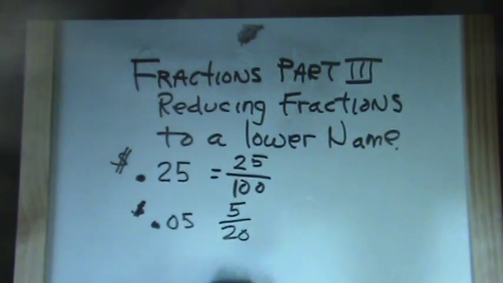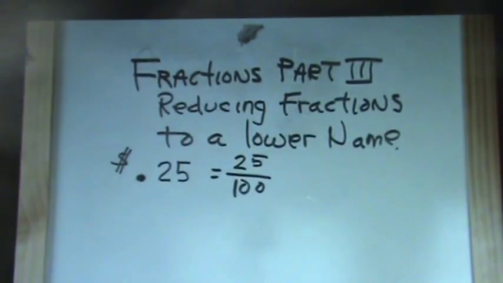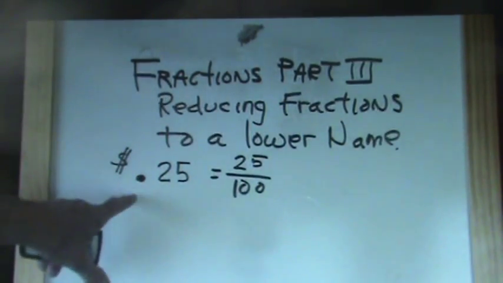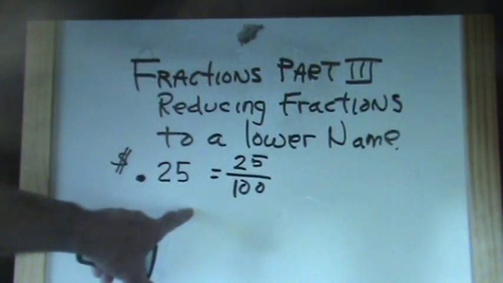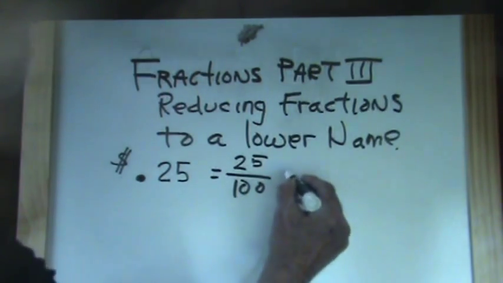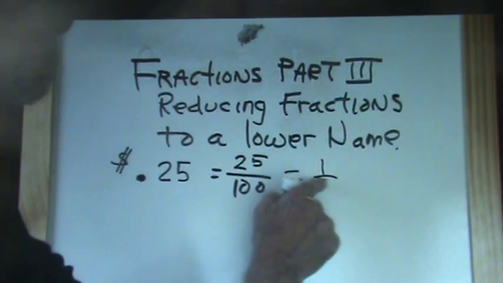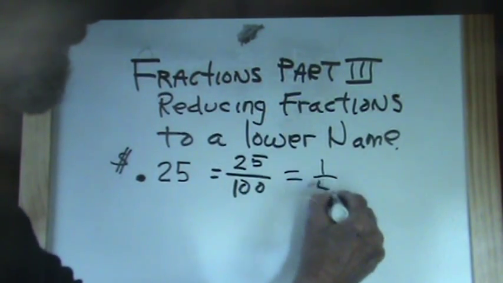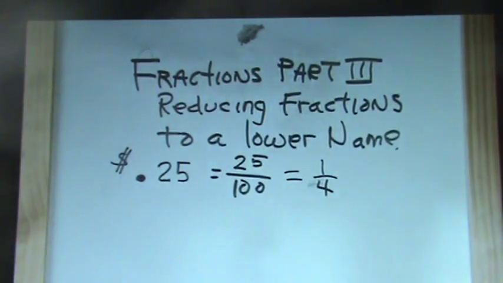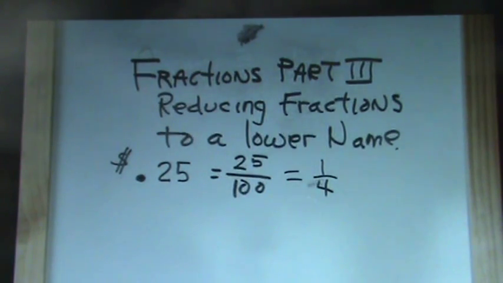That may not be the best example. Here may be even a better example. We refer to 25 cents as 1/4. So 25 cents is 1/4 of a dollar. The dollar has 4 quarters. 25 cents is 1/4 of a dollar.